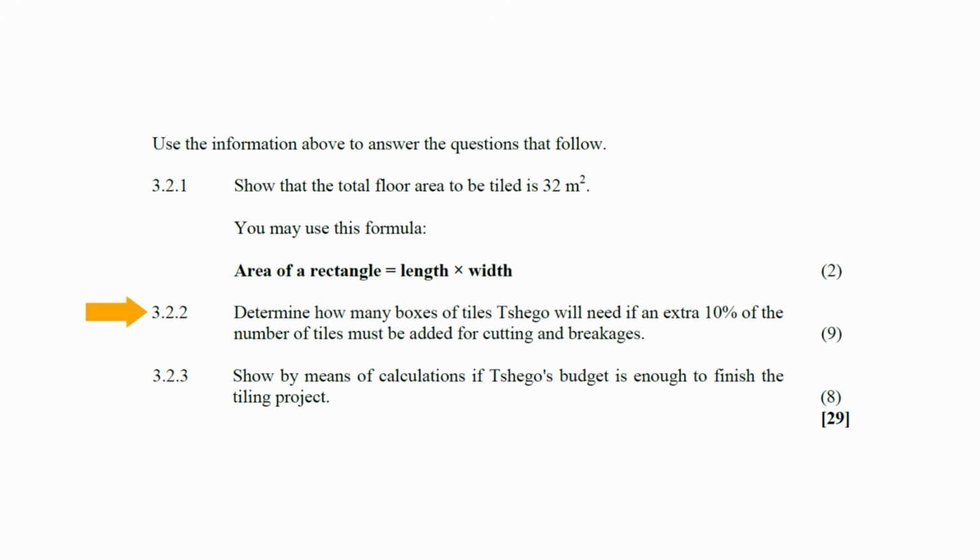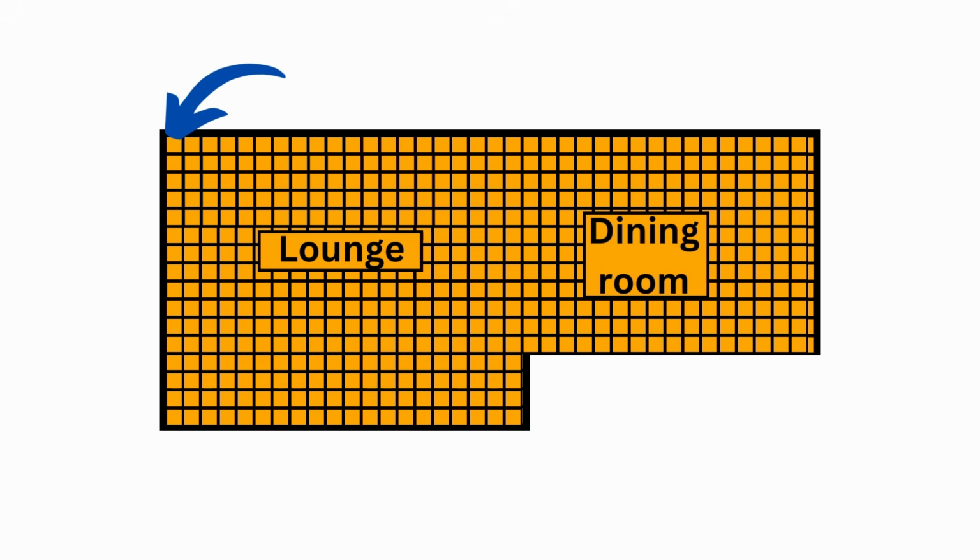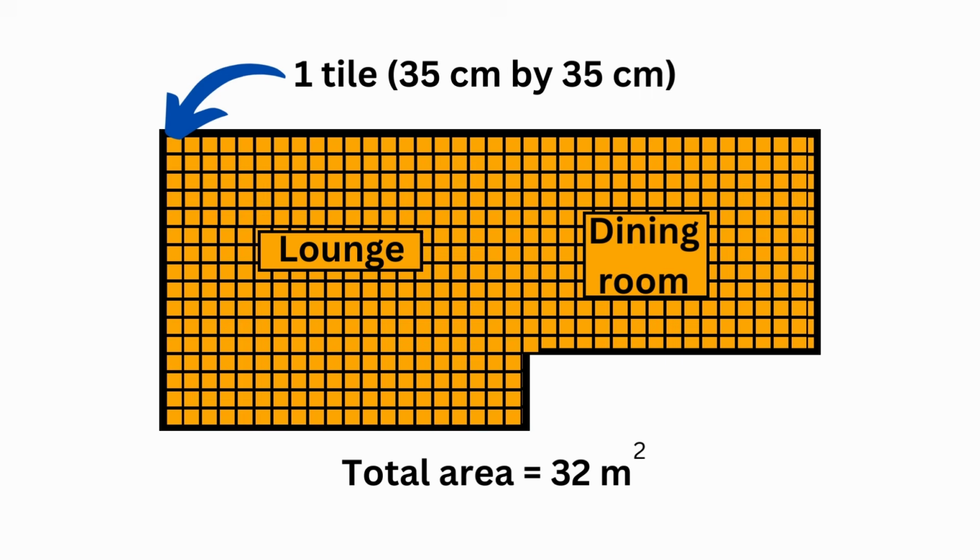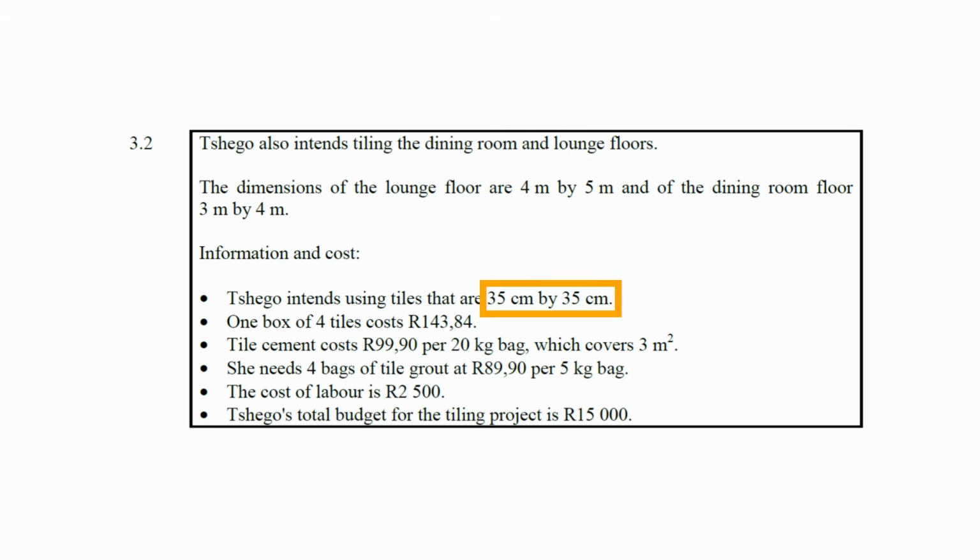In question 3.2.2, you have to determine how many boxes of tiles will be needed if an extra 10% of the number of tiles must be added for cutting and breakage. Now, to calculate the number of tiles needed to cover the total area, you will have to divide the total floor area by the area of one tile. To do this, both the units of the area of the floor and the tile must be the same. Now, the total floor area to be tiled is 32 square meters. The dimensions of the tile is given in centimeters. You have to convert this dimension to meters.